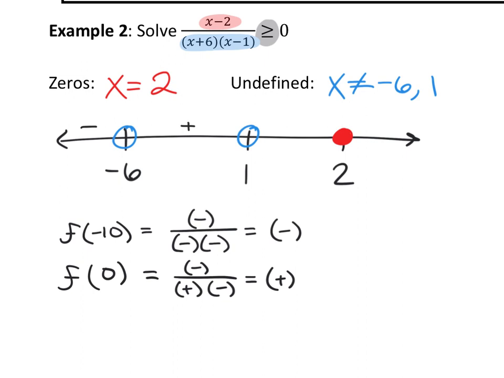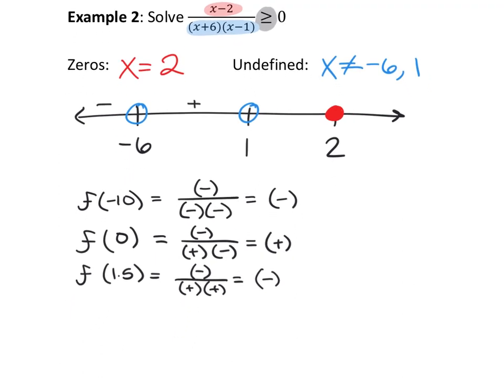Now there's not really a cute number to plug in the next interval. What number can we use? I did 1.5 when I did these notes because that's like the nicest looking number in my opinion between 1 and 2. You can use any number that is between 1 and 2 and plug it into the sign chart. 1.5 minus 2, that's still going to be a negative number. 1.5 plus 6, that's positive. 1.5 minus 1 is still a positive number. So that section, negative times positive is negative.